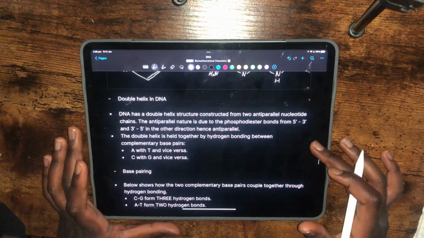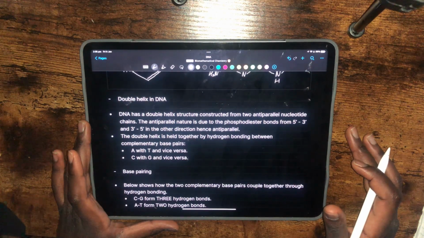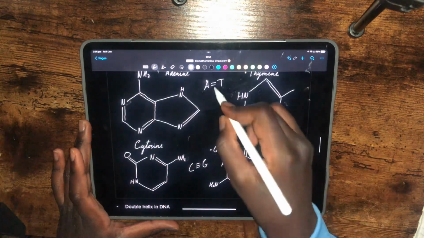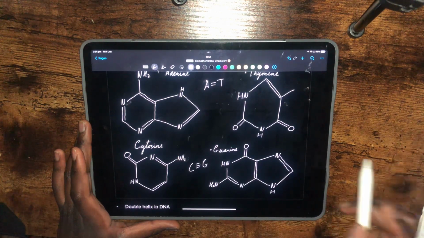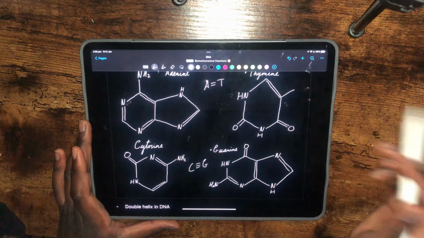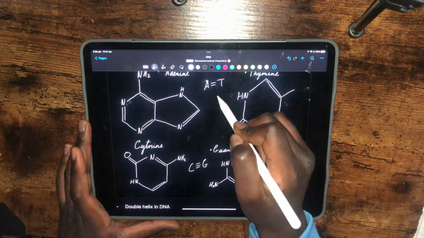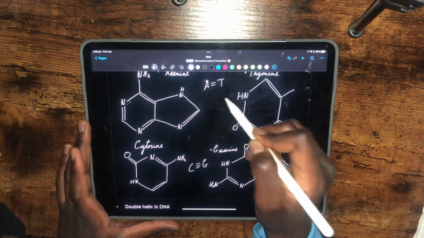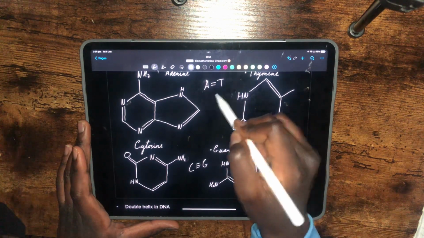So, double helix in DNA. DNA has a double helix structure constructed from 2 anti-parallel nucleotide chains. By the way, I know this is not related to chemistry here. If you do A-level biology, this is something that you could talk about in your essay. I know this is meant to be a chemistry video, but if they ever give you a question about structure or how they're related, you can talk about the bonding here.